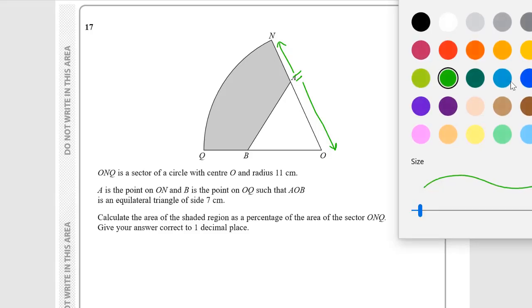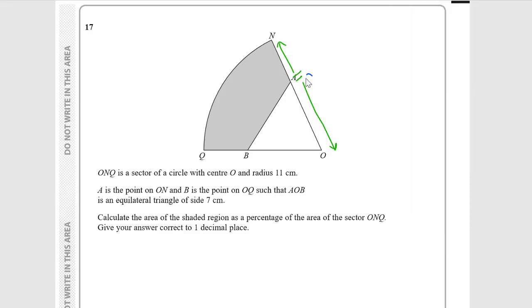So seven. Calculate the area of the shaded region as a percentage of the area of the sector ONQ. So give your answer to 1 decimal place.